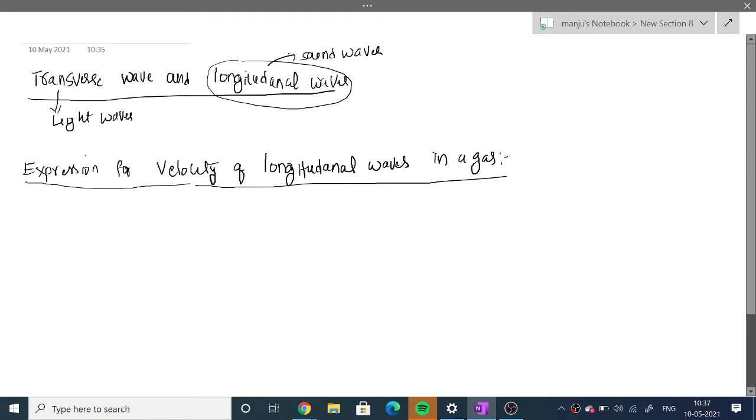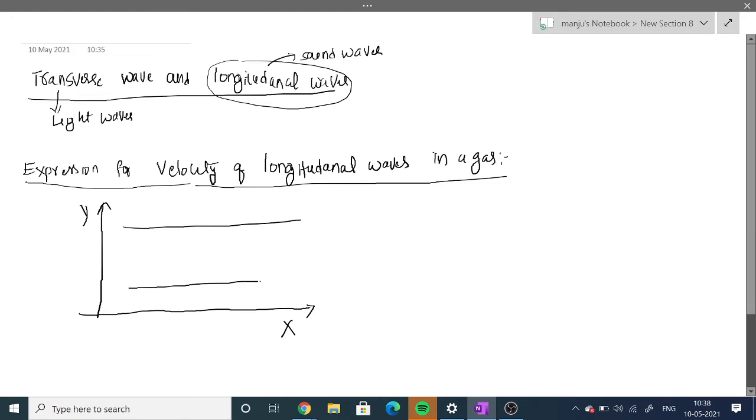So for that, to derive an expression for the velocity of longitudinal waves in a gas, we need to consider a tube. Let me draw an x-axis and y-axis. Let us consider this is the y-axis and this is the x-axis. Let us consider a tube of width delta x, and the length of this tube is L, lying on the x-axis.